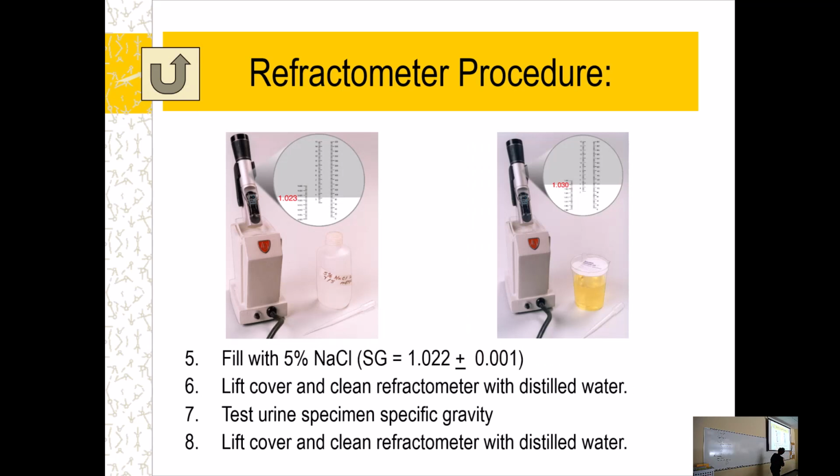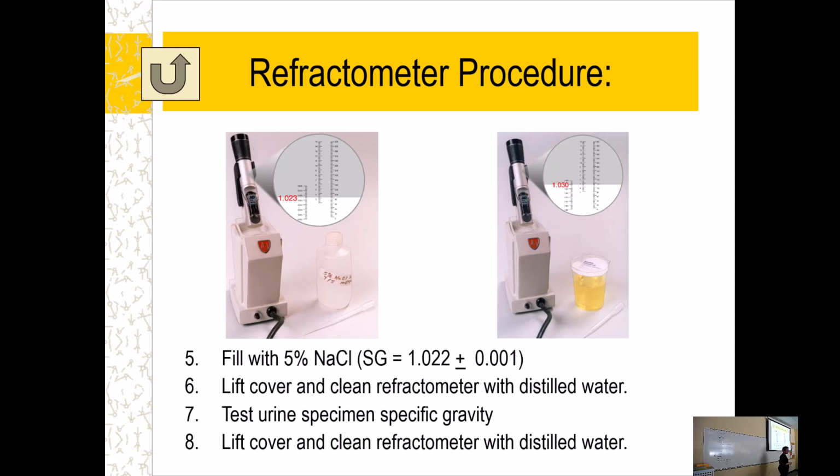So what you can see here, here's our sodium chloride. So you can see it's darker on the top and lighter on the bottom. So I have you guys start with that first and then do the water. Then you're going to clean it with distilled water, and then you're going to test the urine specimen. And in this situation, you can see the urine specimen is 1.030. You're going to read it up there.